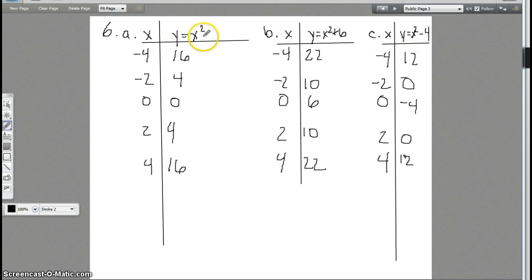Now, we first did the data table for y equals x squared. So we chose values for x. I chose -4, -2, 0, 2, and 4. And then we squared each of those values to get our y.